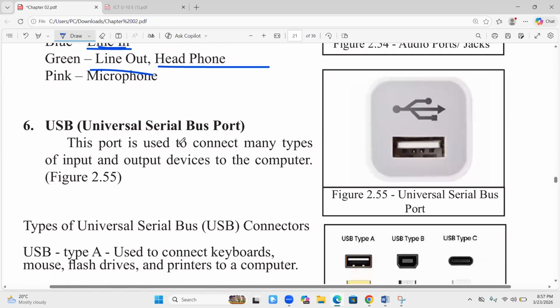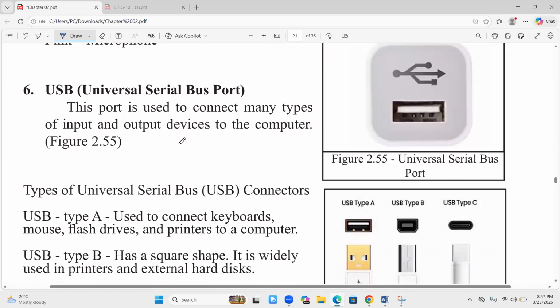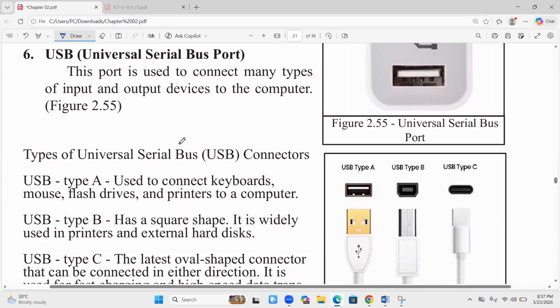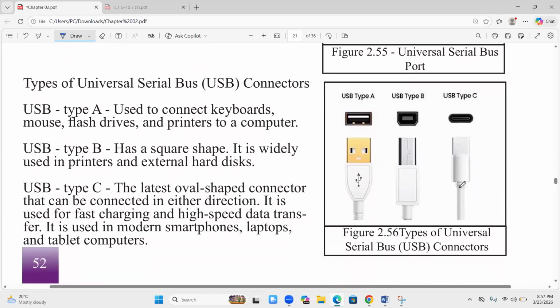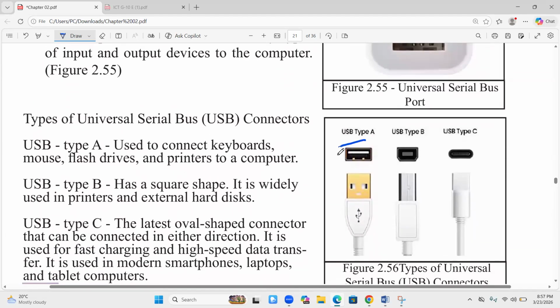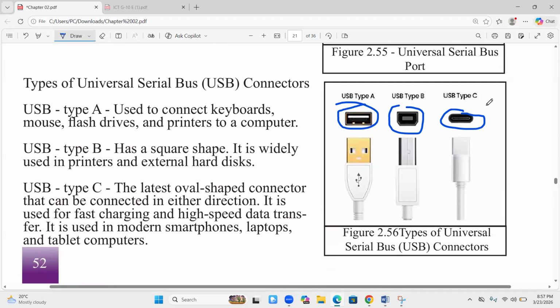And the sixth one is universal serial bus port, or we used to call that one as USB ports, right? So there are three types of USB ports there. You can see USB Type A, USB Type B, and USB Type C. In most of the computers, we have these three types of ports nowadays.